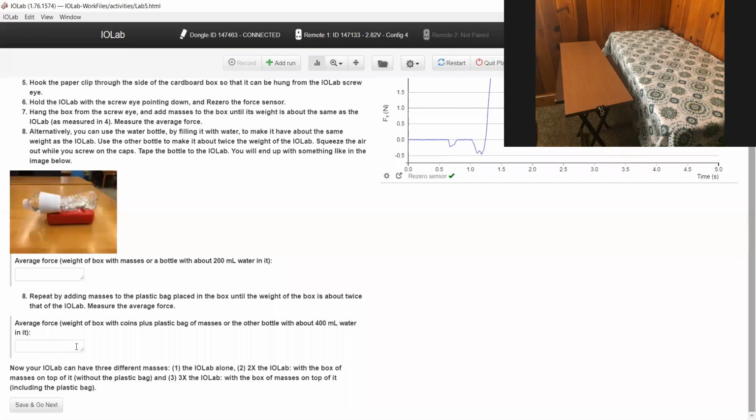Average weight for the one with, I have used 400 milliliters with the water bottle. Okay, and then I'm going to measure with the 400 milliliter water bottle. Let's measure. You can do it. I think you can go ahead and do this same process.